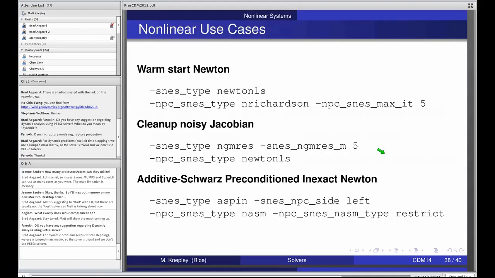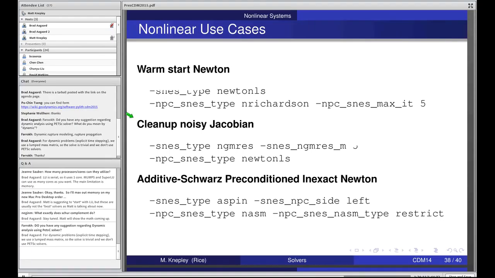There are a bunch of reasons to do this. Very often people do things like take a couple steps of Picard and then run Newton. Here's a replacement for that where you don't have to change your code at all, where you couple Newton to 5 steps of steepest descent each iteration, which cleans up a lot of the stuff. You can also do things like use nonlinear GMRES to clean up a noisy Jacobian. Say you have stochastic terms in your Jacobian or something like that.